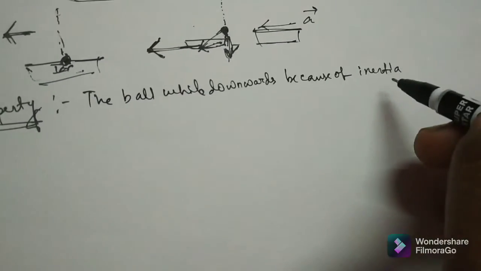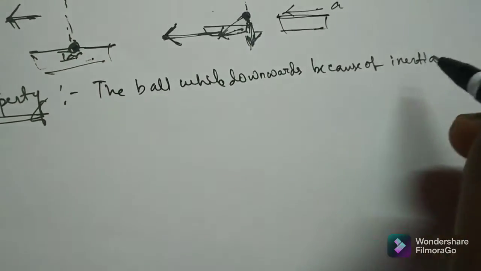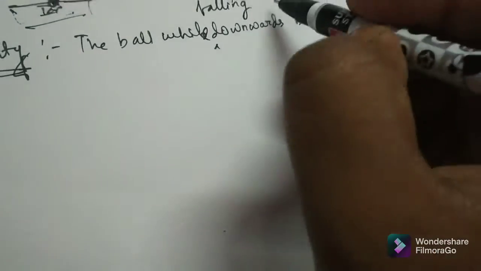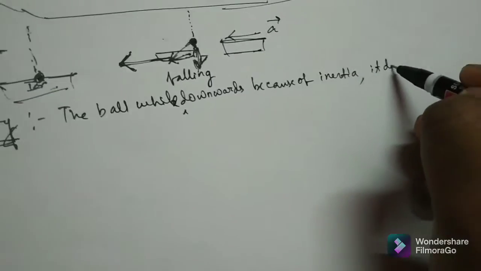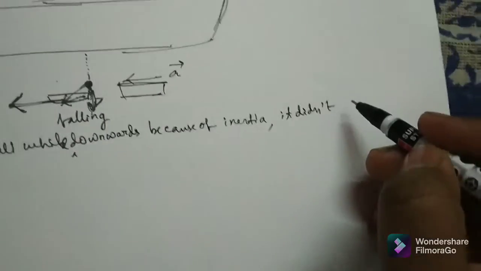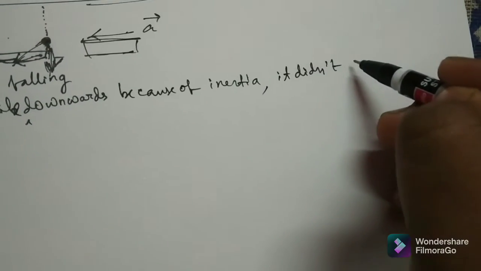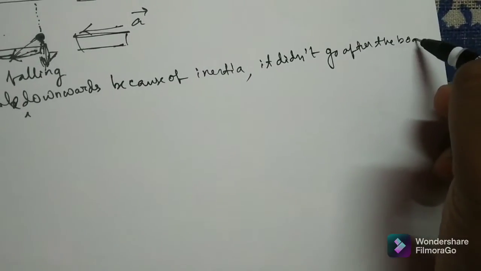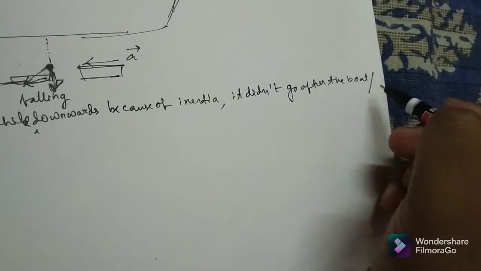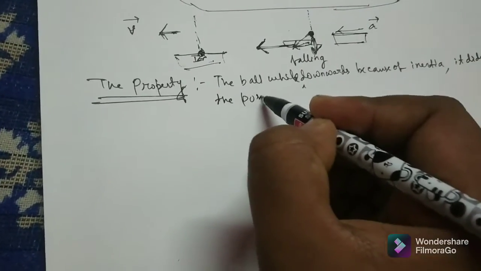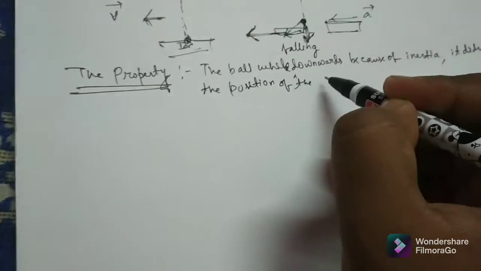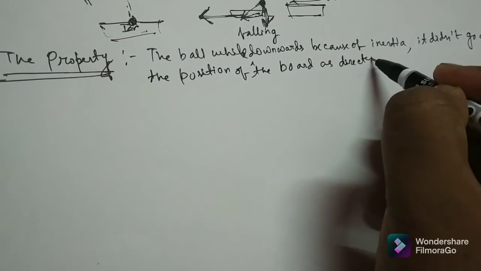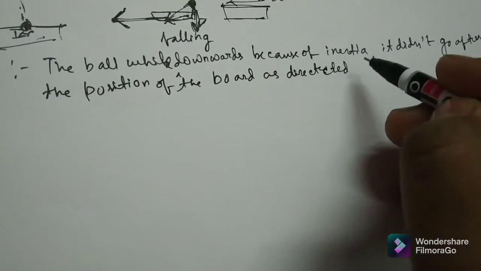So what I was writing, that the ball, while falling downwards, because of inertia, it didn't go after the position of the board as directed above.